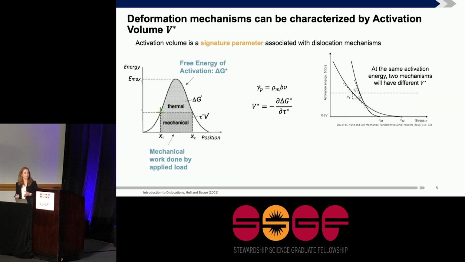So as I mentioned, activation volume is one of the unique aspects of this project, and this is because the activation volume is essentially a signature parameter that's associated with a dislocation mechanism. In order for a deformation mechanism to occur, or a dislocation to glide from point 1 to point 2, it must overcome this local barrier. A portion of that barrier is provided by the mechanical work done by the applied load, and the remaining portion is the free energy of activation.